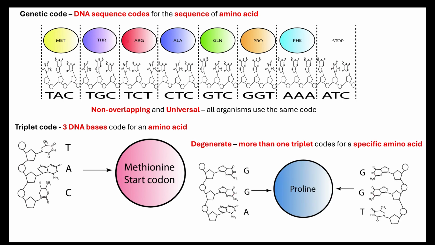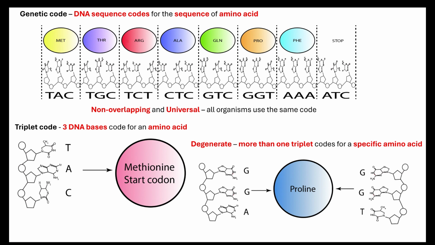Now, the last key definition you have to know is that the genetic code is what's known as degenerate. What that means is more than one triplet can code for a specific amino acid. So in this example, guanine, guanine, adenine codes for the amino acid proline, and so does guanine, guanine, thymine. So it's important to note that the degenerate nature of the genetic code is that more than one triplet will code for a specific amino acid.